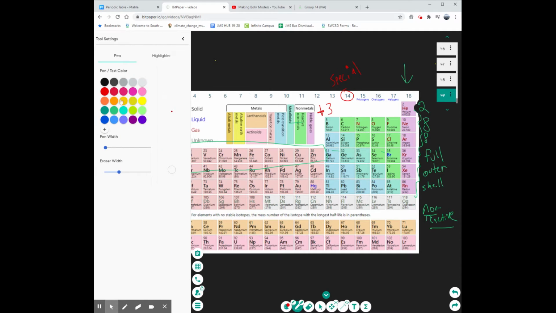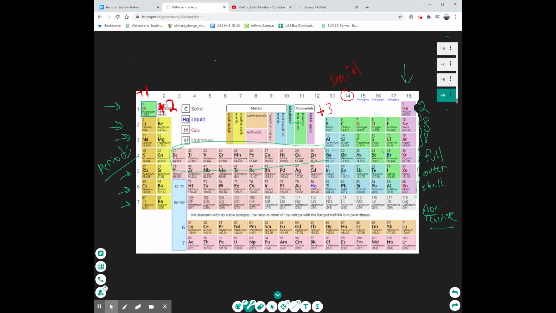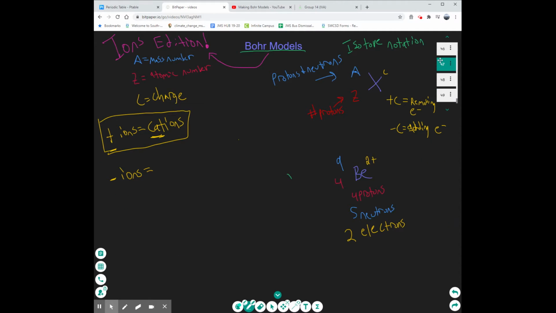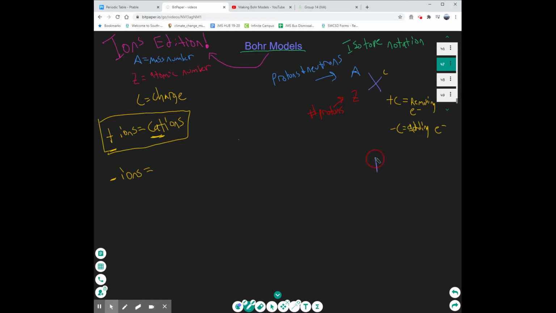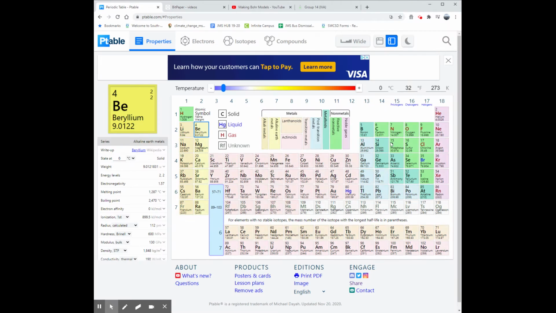Now, what do you think that means about these guys over here? Let's go and look at it. So let's look at fluorine. We're going to go look at fluorine really quick. So let's do the fluorine example, and then you'll hopefully see how this works. So let's jump right into fluorine here, and let's look at our periodic table to gather our information for it.